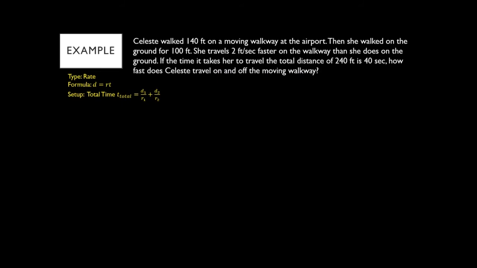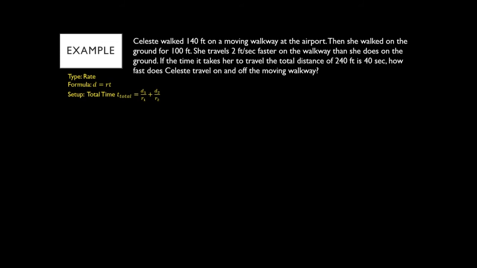So what makes this different from the previous problem is that in the previous problem we had the same time. So they traveled the same amount of time, and so we can set those equal to each other because the time was the same. Here, we're not looking at the same amount of time.